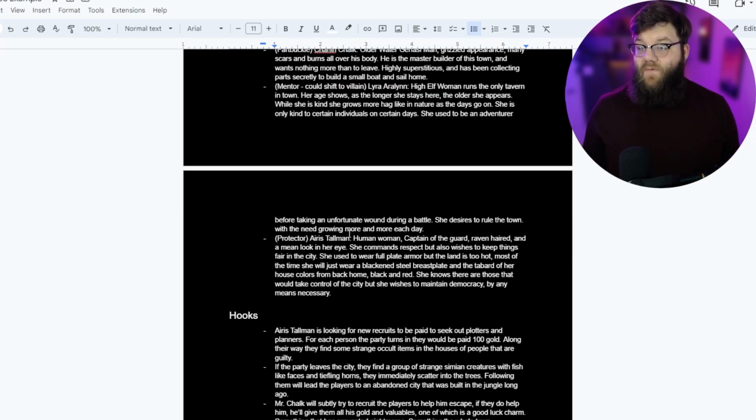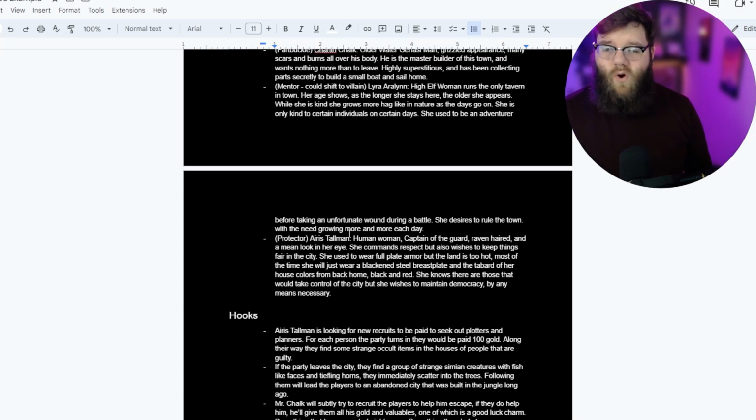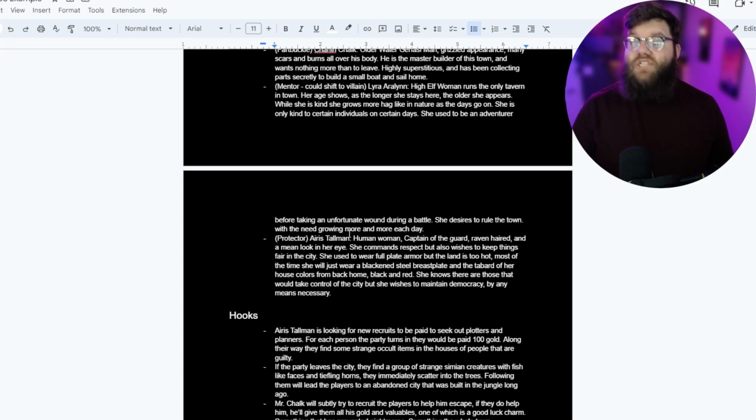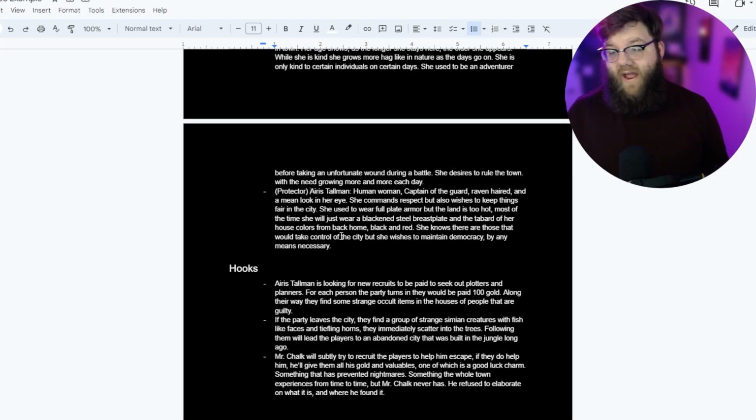Then we have Lyra, who was our individual who, the forest, the jungle, the magic, something was affecting her. And it was causing her to grow more mean and more coarse. So to me, right now, she's a mentor. She's giving advice. She's trying to help the party, but she could end up shifting into a villain, which I think is equally as interesting, if not more so. And then finally, for Eris Tallman, we have a protector. This is an individual who is sworn to protect democracy and the things that she cares about so much that she is willing to do anything to keep it safe.